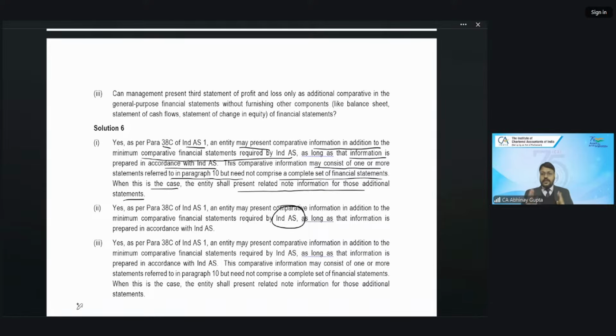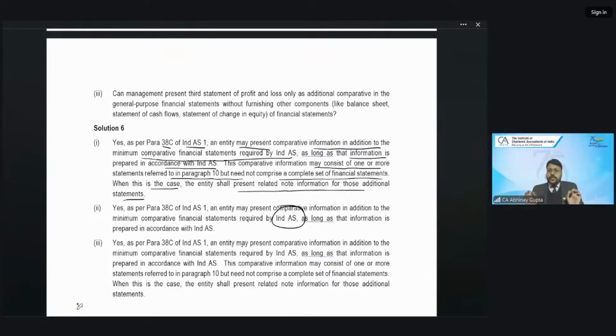Correct. So there are two things. Number one, is there any requirement to present the third column for the P&L, cash flow, balance sheet? No, there is no general requirement. You can continue with the minimum requirement. The minimum requirement is to present for 2 years, one for the current and one for the preceding, right?